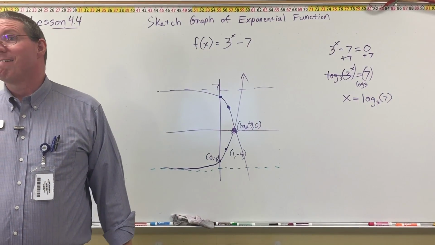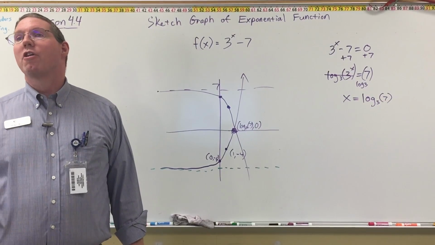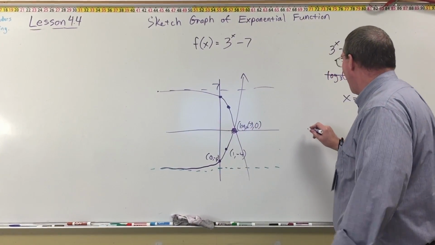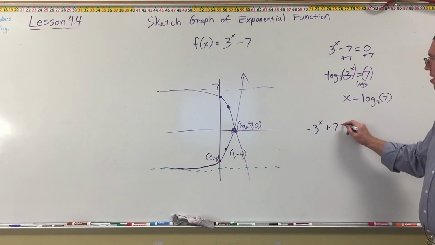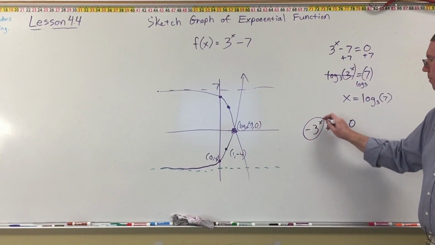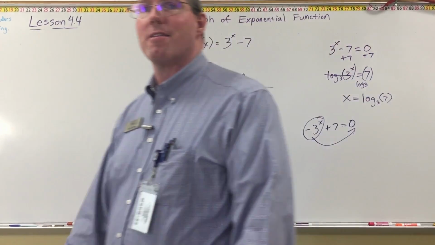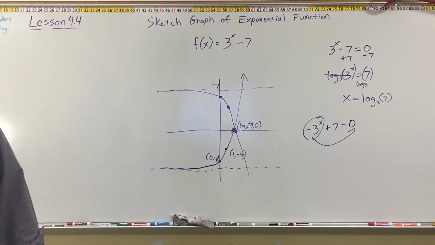I think it's cool. Does that mean that log base 3 of 7 equals log base 3 of negative 7? So here's the thing. Let me explain why that wouldn't happen. If we had negative 3 to the x plus 7 and set this equal to 0, we're not going to move the 7 over. We're going to move the negative 3 over, positive 3 to the x. See what I mean? And now it's log base 3 of 7 again.